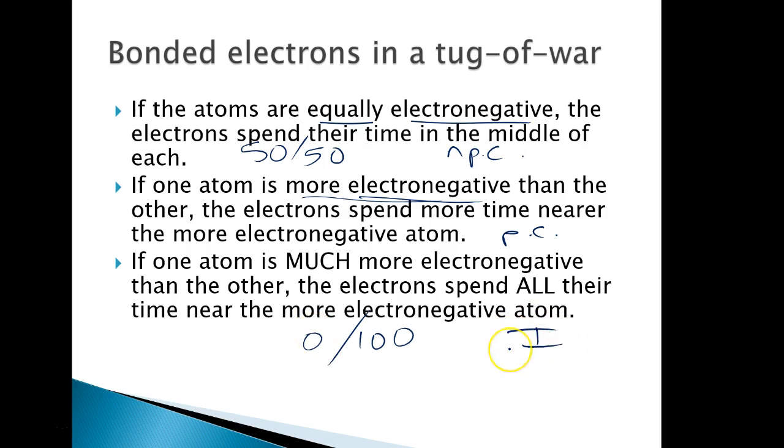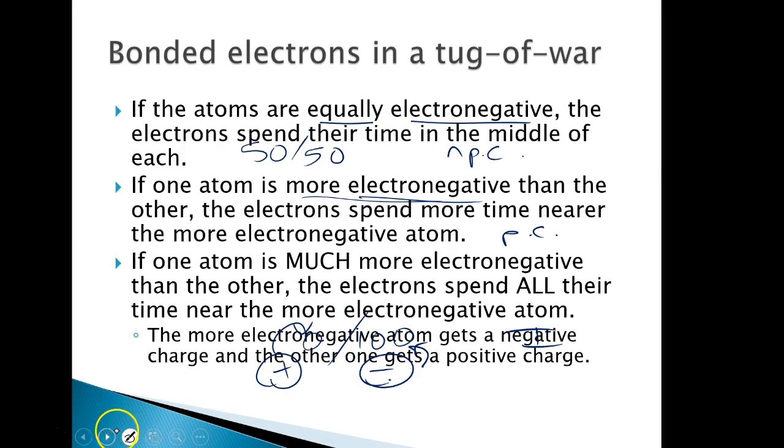And this is an ionic bond. The electrons spend all their time by this atom and none of their time by that atom. And so you get a positive charge and a negative charge. Okay, so that's what that says.